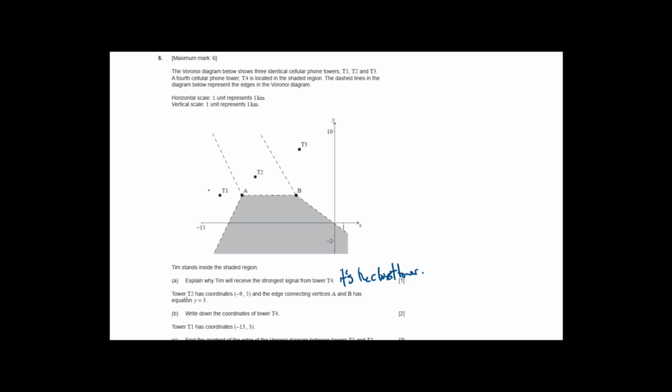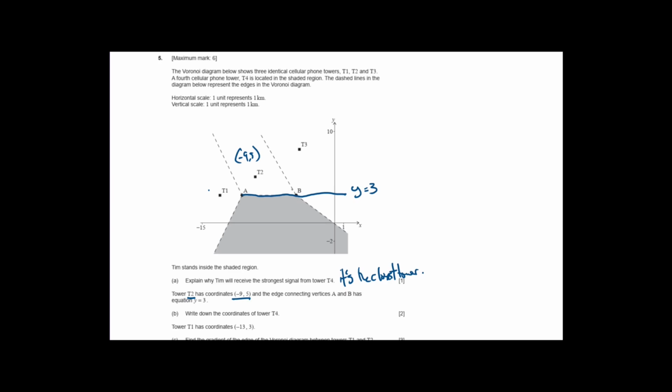Okay. Let's move on. So tower T2, you can hear that I love these questions. T2 is at the coordinates negative 9, 5. So this is negative 9, 5. And the edge connecting vertices A and B has the equation y equals 3. So this line here is y equals 3.